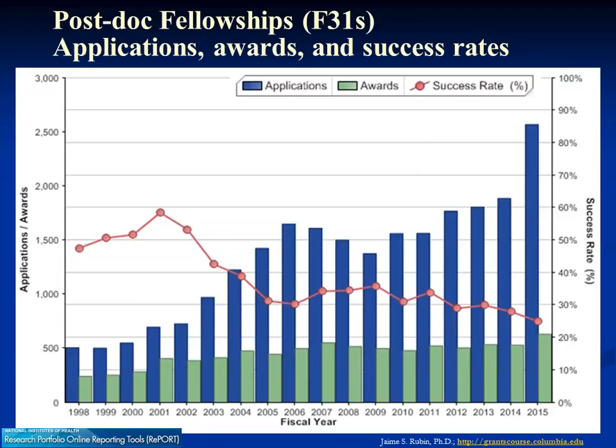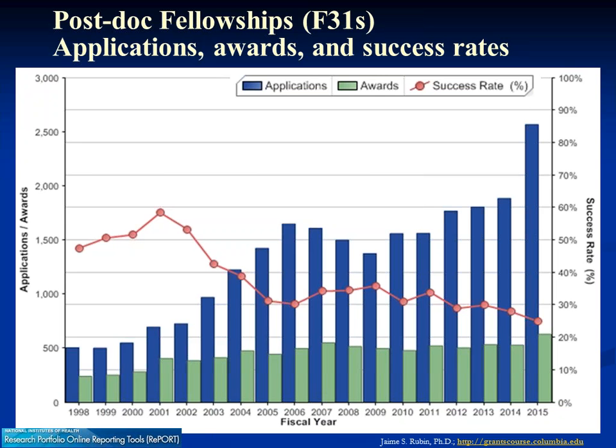The green is the number of awards, the blue is the number of applications, and the red is the success rate, which is really just the number of awards divided by the number of applications. So you can see that the success rate is in the mid 20% or so, 25%.